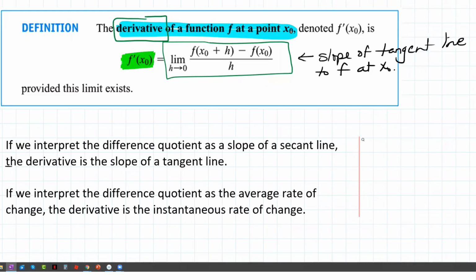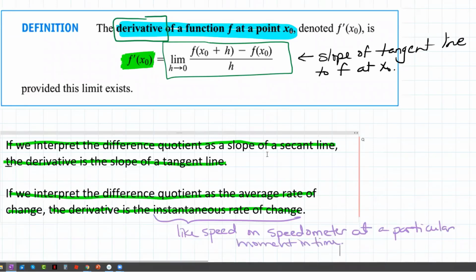So once again, we interpret the difference quotient as the slope of a secant line. The derivative is the slope of a tangent line. We can also interpret the difference quotient as an average rate of change, like an average speed or an average increase in profits over a time interval. And the derivative, the limit of the difference quotient, we call the instantaneous rate of change. That's the speed on your speedometer at a particular moment in time.